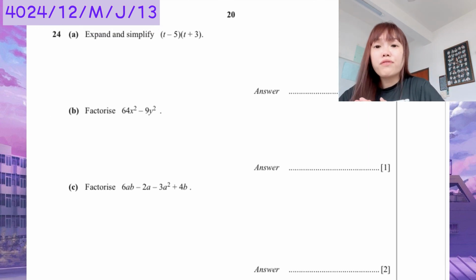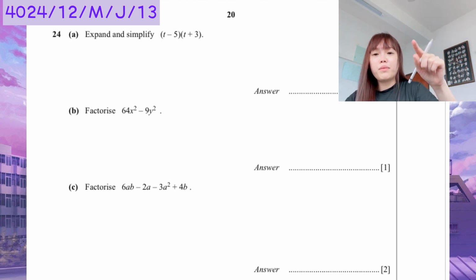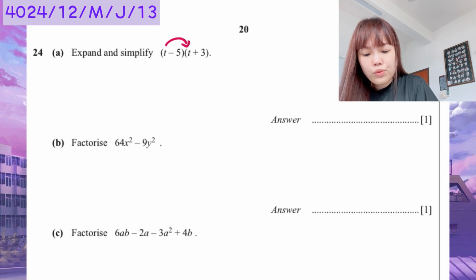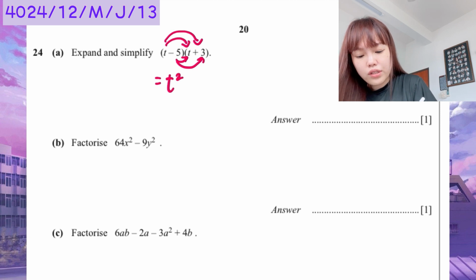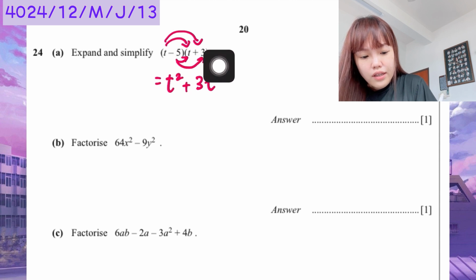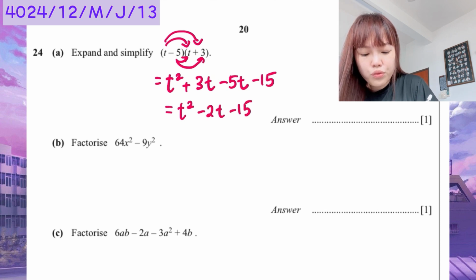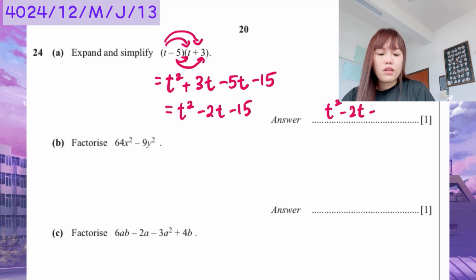Okay, last question. Oh, before that we have the question, the one that we missed, the drawing one, right? Later I will show you. Okay, this one expand and simplify. So this one I expand like that. So t times t, t square, plus with t times 3 is 3t. Then negative 5 times with t is negative 5t, and negative 5 times 3 is negative 15. So t squared, we simplify, 3t I can minus 5t become negative 2t minus 15. Okay, so that's my answer.